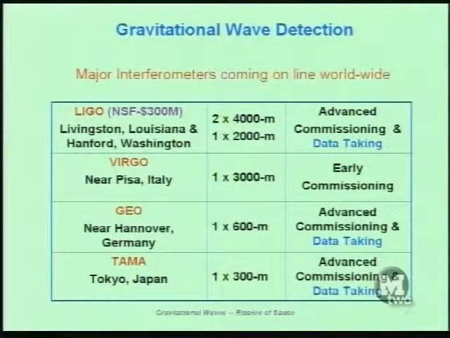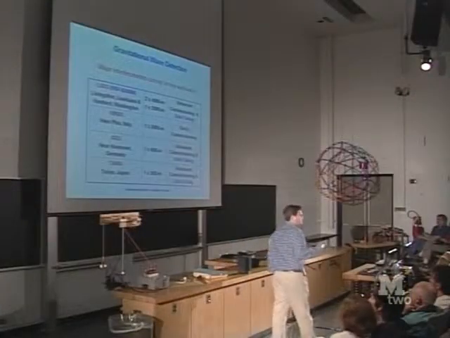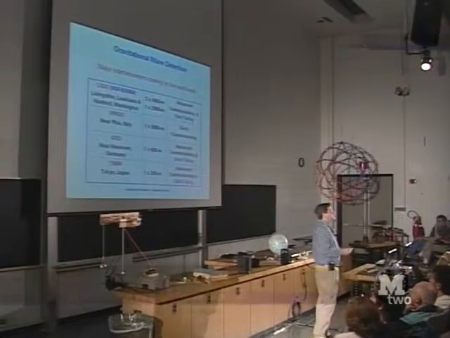Another experiment that's quite similar is named Virgo. It's located in Italy, and it has arms that are 3 kilometers long. They're a little bit behind us, a couple of years behind us. They're in the early commissioning stages. Another experiment with which we collaborate quite closely is the GEO experiment, which has a 600-meter device in Germany, and they're at a very similar stage to what we are. And then there's an experiment in Japan called TAMA, which has a 300-meter long interferometer. So 3 of these 4 experiments are taking data runs, and we try to arrange our data runs to occur simultaneously so that we could possibly detect something at the same time.